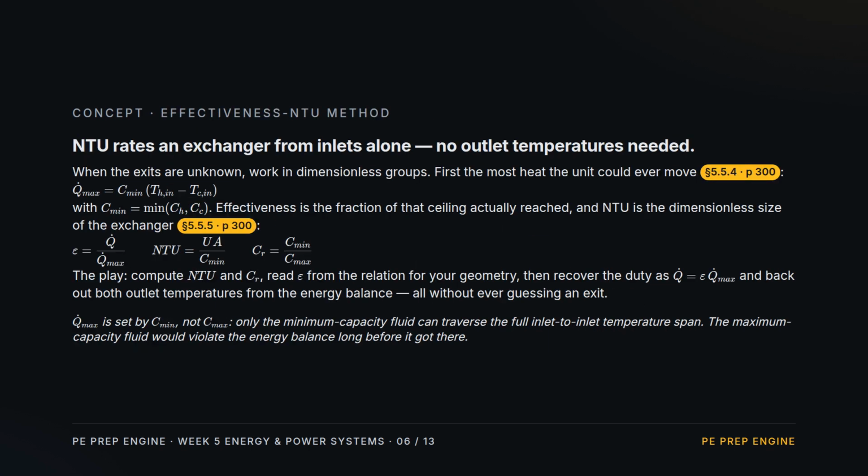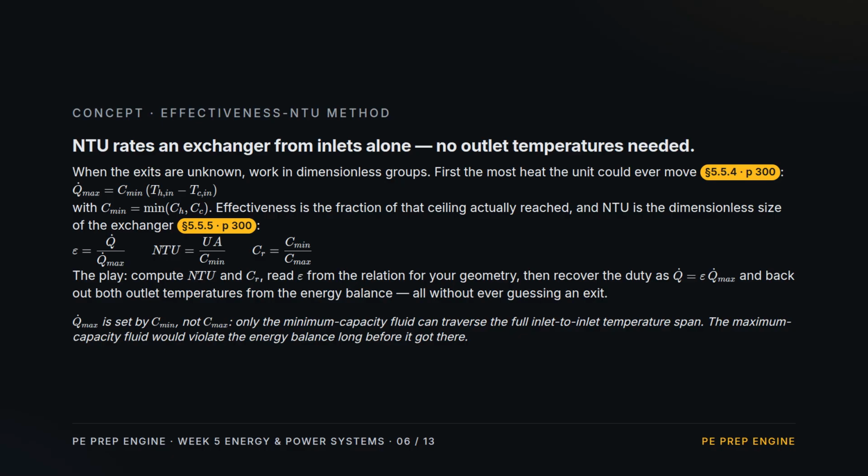The effectiveness-NTU method, for when the exits are unknown. First, the most heat the unit could ever move, Q max, equals C min times the inlet to inlet temperature gap, where C min is the smaller of the 2 capacity rates. Effectiveness is the fraction of that ceiling actually reached. NTU is the dimensionless size of the exchanger, UA over C min. And CR is the ratio of the 2 capacity rates.